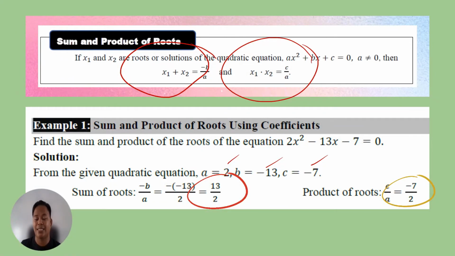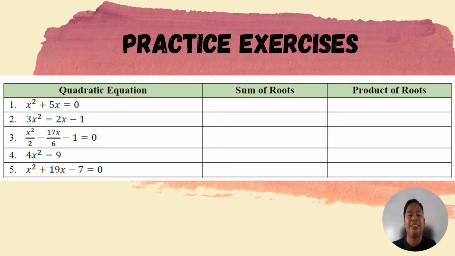And the product of the roots is equal to c over a. So what is the value of c? It's negative 7 divided by 2. So we have negative 7 over 2 as our product. For you to solve, let us have these practice exercises.